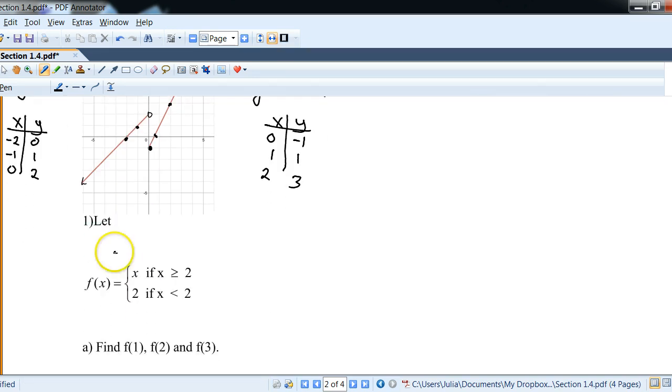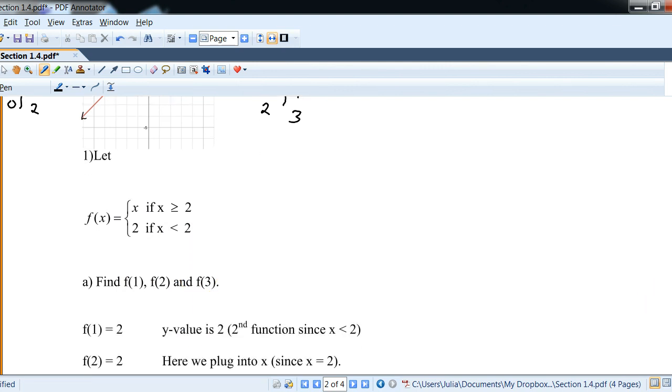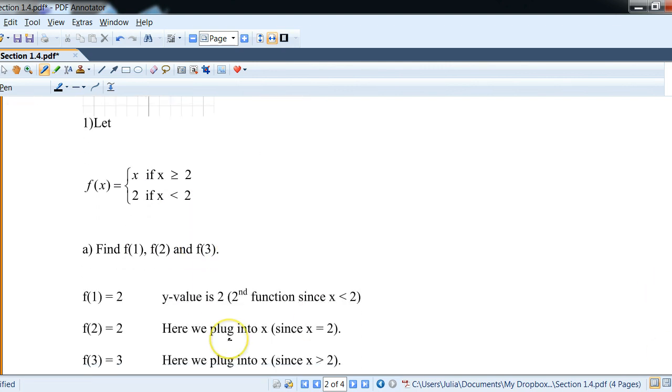Now, here are some more examples. Let's say we have the function x if x is greater than or equal to 2, and 2 if x is less than 2. So we have to find some y values first. How I did that, basically, is just knowing where to plug in. For f of 1, let's check our condition. 1 is less than 2, so it's going to be this constant 2 right here, which is why we got 2.